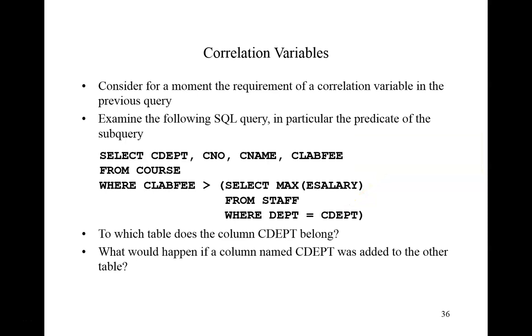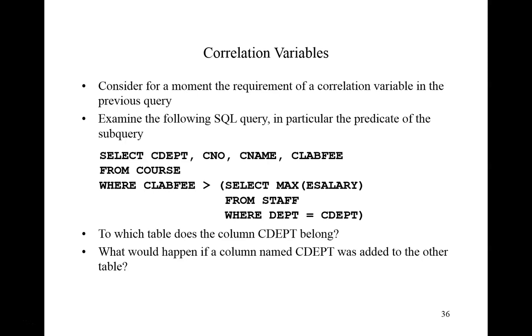Question is, what would happen if a column named C department was actually added to the staff table? If we altered the structure of the staff table and created a new column called C department, there would be no refer back to the course table. The idea here is the system said I couldn't find C department in the staff table. Let me go back to the course table. I find it there, and this is what makes the correlation back to the course table.